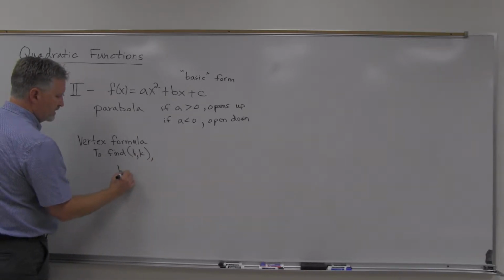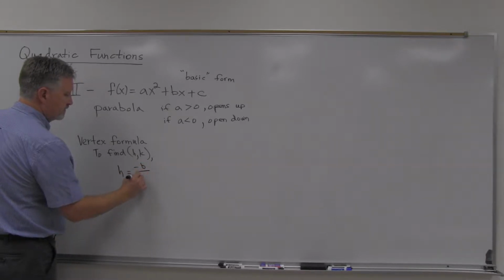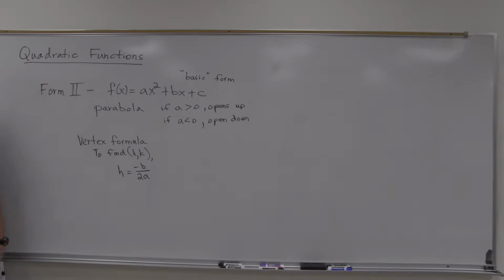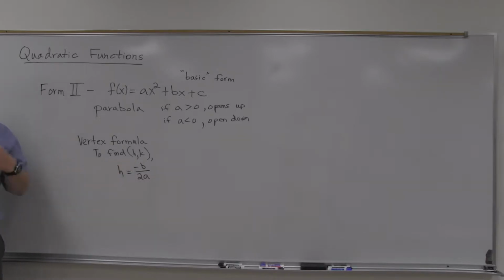First of all, we compute h. h is going to be, turns out, negative b over 2a. If we calculate that, we're going to take whatever b is, negate it, make it the opposite, and then divide it by 2 times the a. That's going to give us the h of the vertex. That'll be the number, that's the h.